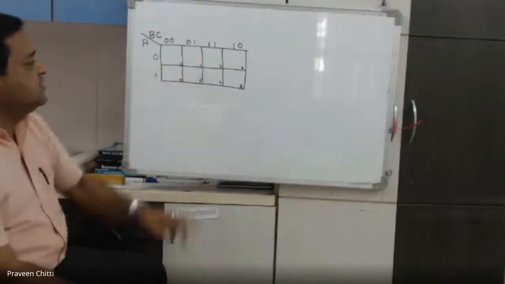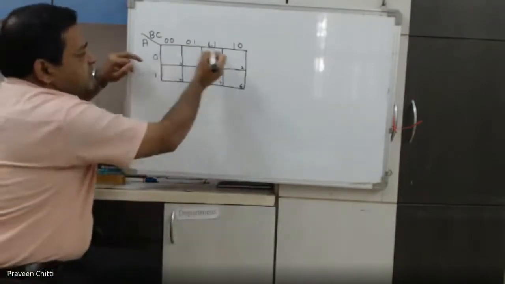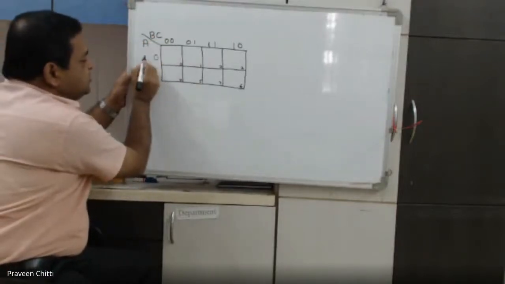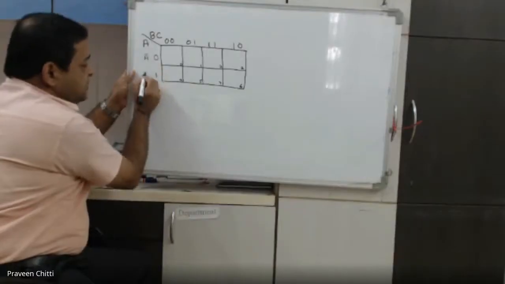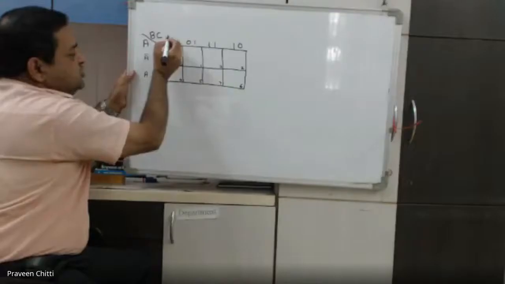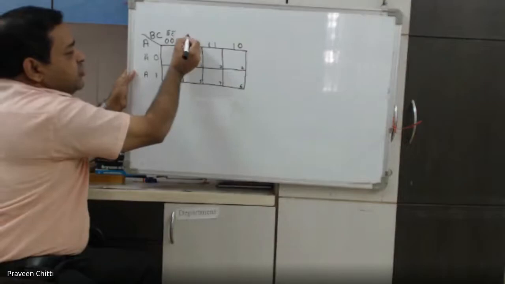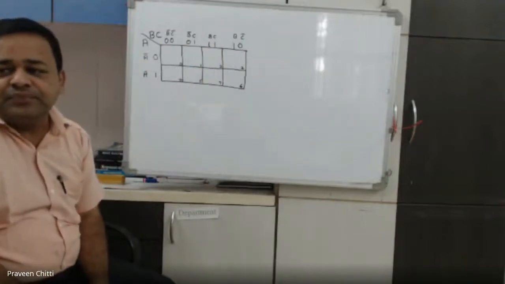This is how a 3-variable K-map is constructed. So these values we have written in terms of zeros and ones. If you want to write it in terms of the variables, 0 means A bar and 1 means A. Here 0 0 means B bar, C bar. Here B bar, C. Here B, C. And here B, C bar. This is how you can have a 3-variable K-map. I hope it is clear.